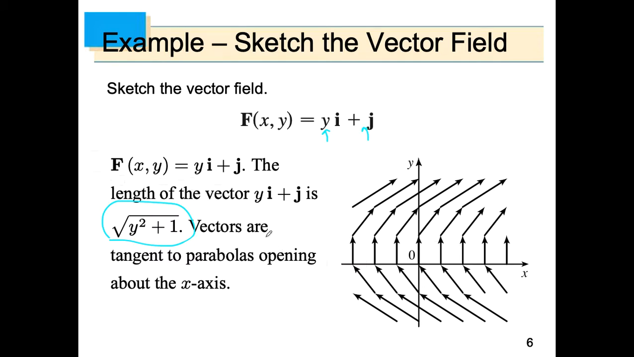Now in this particular case, again, this is just an observation. The vectors in this case are tangent to parabolas opening about the x-axis. And obviously, as you can see, they look like families of parabolas. Now, I'm not going to ask you necessarily to look for those key facts or the nature of each vector field, but it is sometimes helpful to see. Now, why don't we go ahead and sketch one of our own?